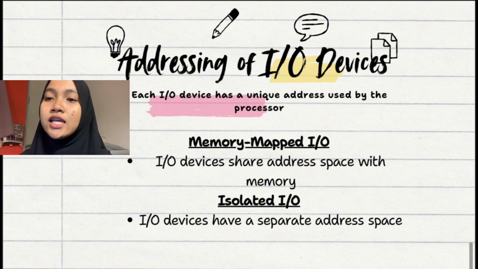So, addressing of I/O devices. Each I/O device has a unique address used by the processor. Firstly, memory-mapped I/O: I/O devices share address space with memory. Second, isolated I/O: I/O devices have a separate address space.